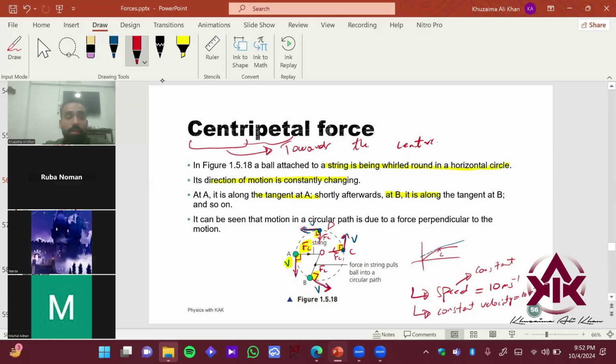I'm just saying that if I say that the speed of the object that is moving in a circular motion is constant, 10 meter per second, upon this, can I also say that my velocity of the object is also constant 10 meter per second? Whoever answers this question will get +1.